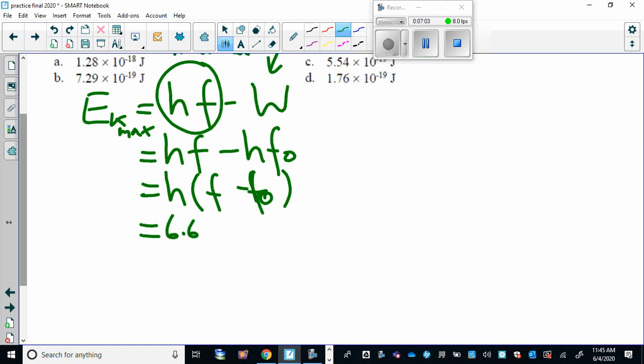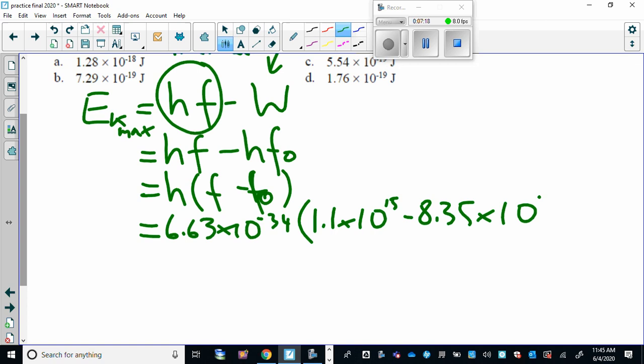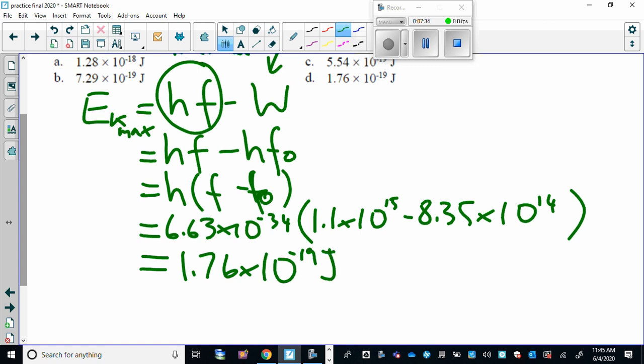And the answer in joules, so we can use 6.63 times 10 to the negative 34 times 1.1 times. Stick all that into your calculator, and you should get 1.76 times 10 to the negative 19, which is D.